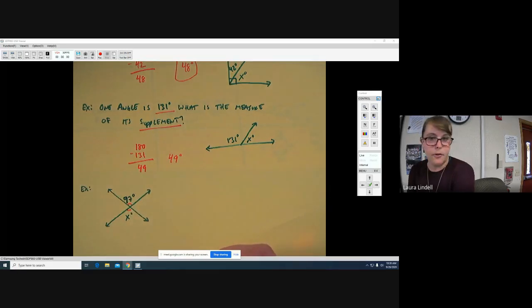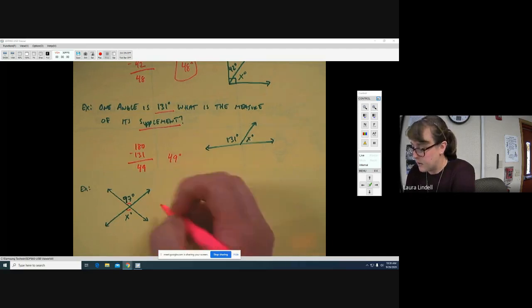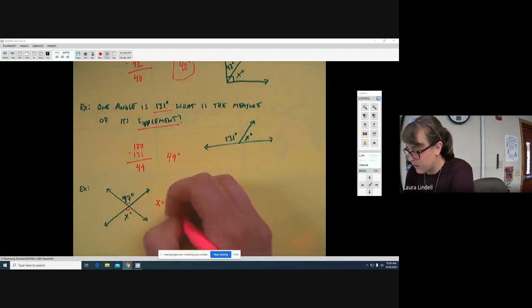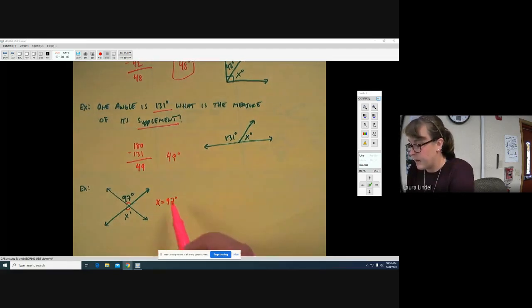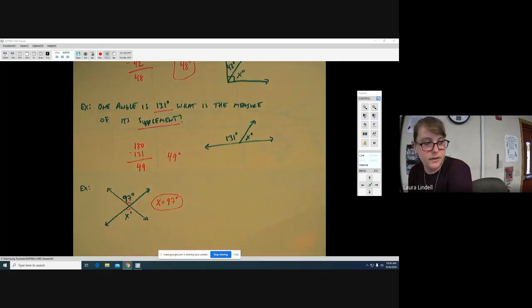So those ones are deceptively simple. You might be thinking, oh my gosh, is it really that easy? That one is. It's 97 degrees because it's vertical with the one that's 97.